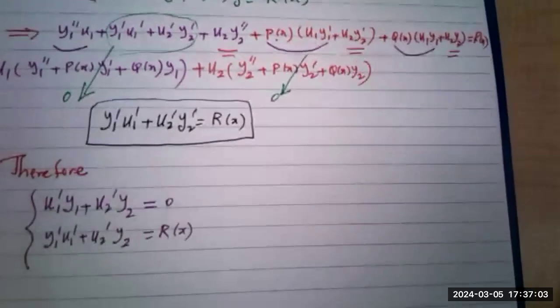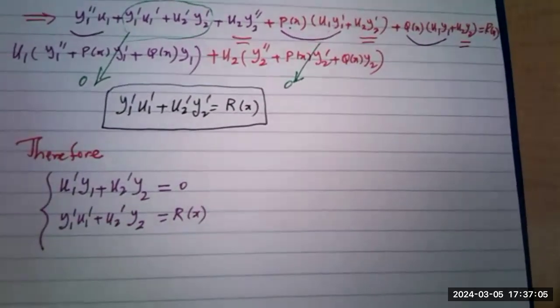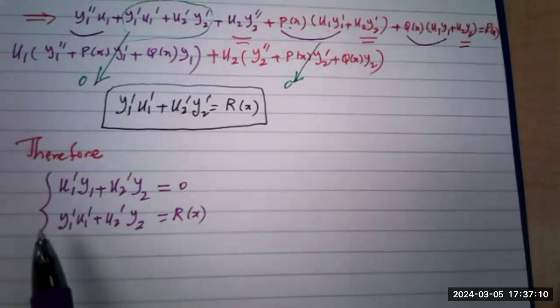That's it. Remember, the unknowns are u1 prime and u2 prime. We have a system of equations in which the unknowns are u1 prime and u2 prime. Solve this system of equations. It's a system of two equations, two variables. Any suggestions? How can we solve it?